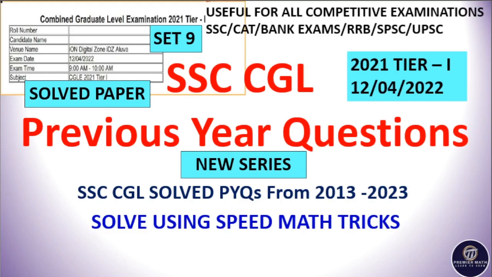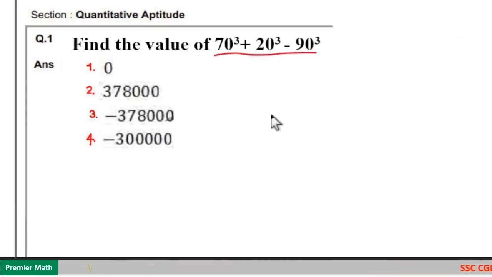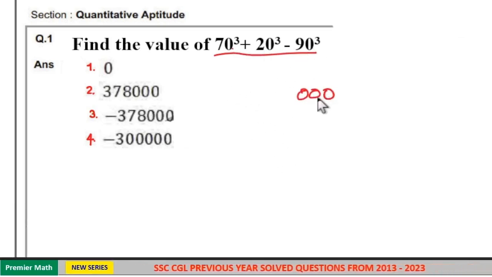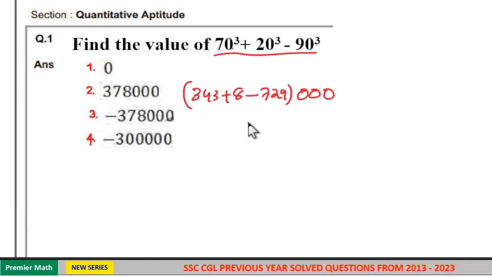Our first question is find the value of 70 cube plus 20 cube minus 90 cube. Here numbers are smaller, so you can directly go for the calculation. That is, this is cube, which means 000 at the end, and 7 cube is 343. 2 cube is 8, minus 9 cube is 729. 343 plus 8 is 351, minus 729.